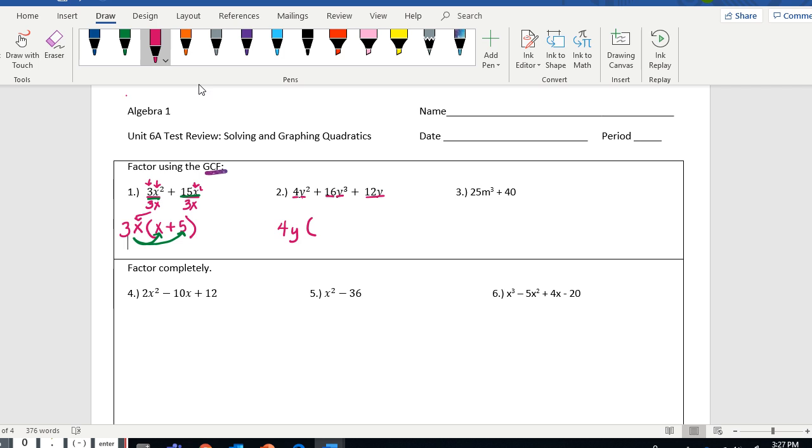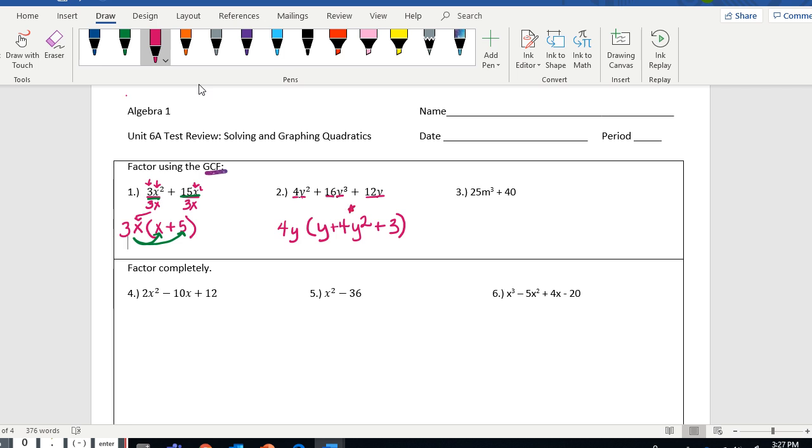Now 4y times what gives you 4y squared? I hope you said y. 4y times what gives you 16y cubed? Well, first of all, 4 times what gives you 16? 4. And y times what gives you y cubed? That is a y squared. 4y times what? And this is a positive. 4 times 3 will give you 12. y times nothing will give you y, or y times 1. So this is the right answer.